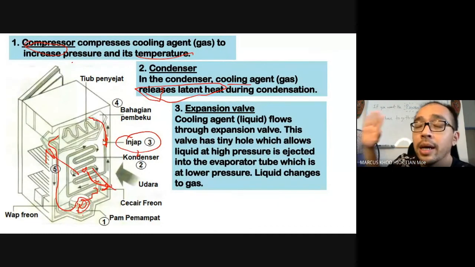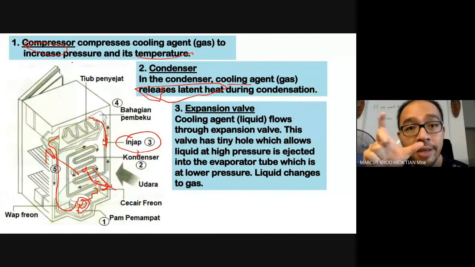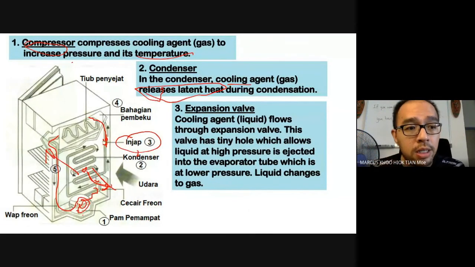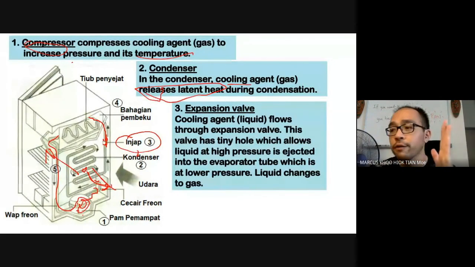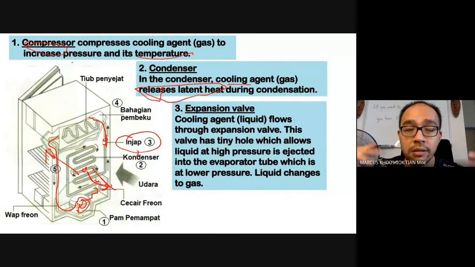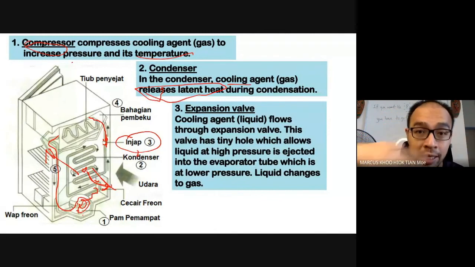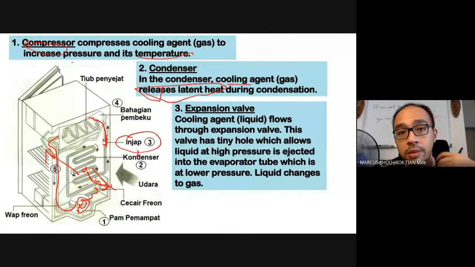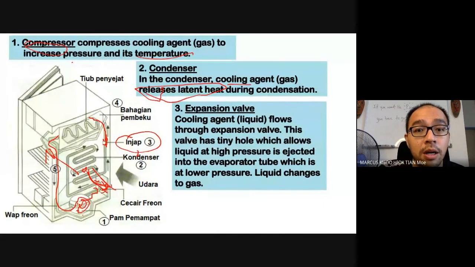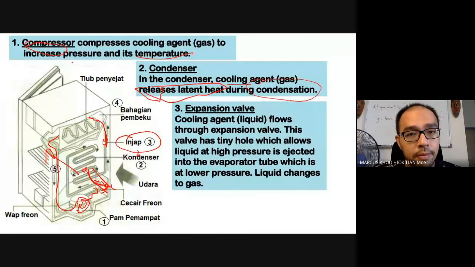That's why at the back of your fridge, there must be a gap. Because if you put your fridge against the wall like this, then the heat is going to be very difficult to be expelled. The heat is going to be very difficult to be released. So heat is released because of condensation. It changes from gas to become liquid.